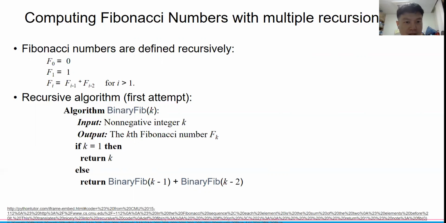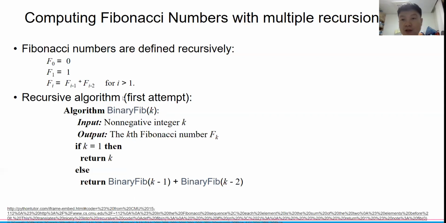If you are using binary Fibonacci, the input is a non-negative integer. Non-negative integer means a positive integer plus zero: a positive integer is a number from 1, but non-negative includes 0. The output is the k-th Fibonacci number. If k equals 1, then we return k. If not, we do binary fib k minus 1 plus binary fib k minus 2. So we have i minus 1 plus i minus 2.